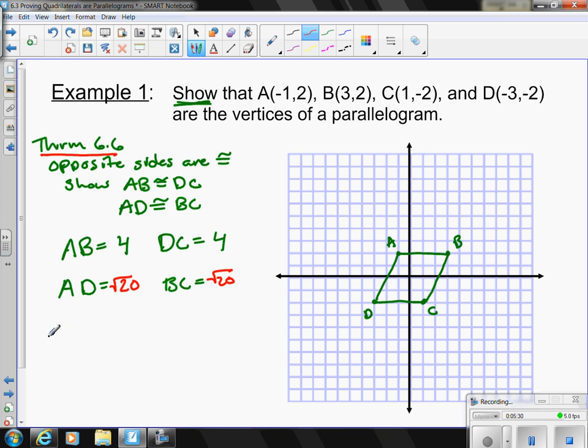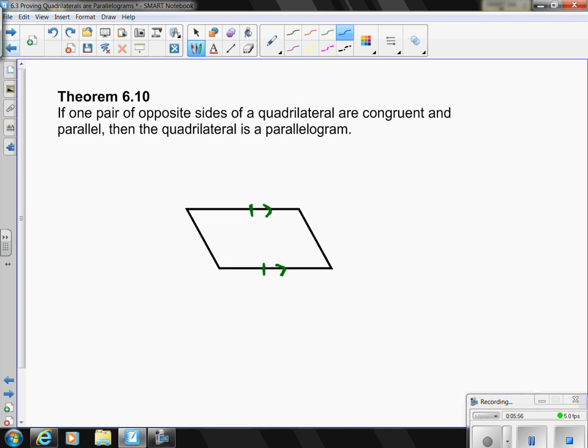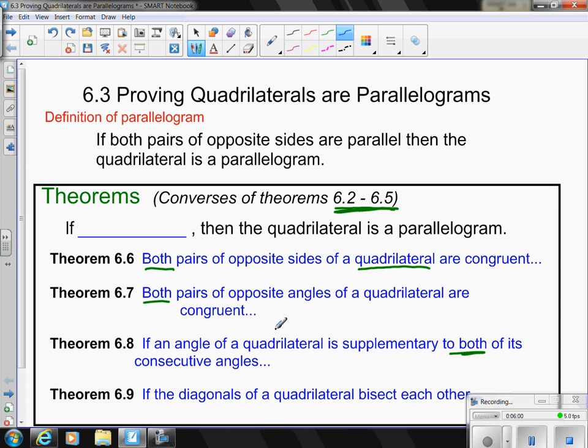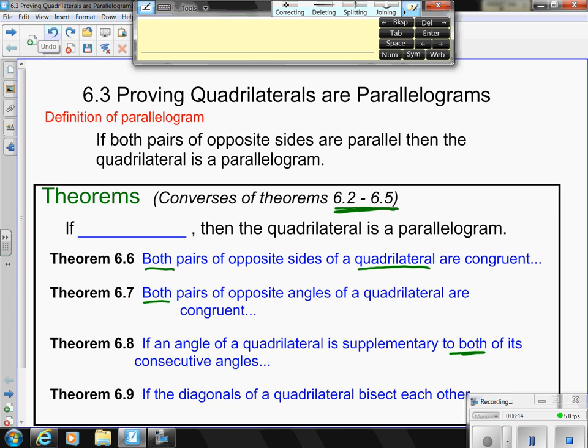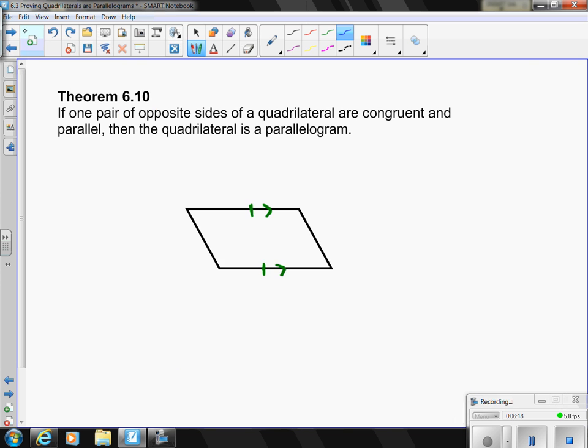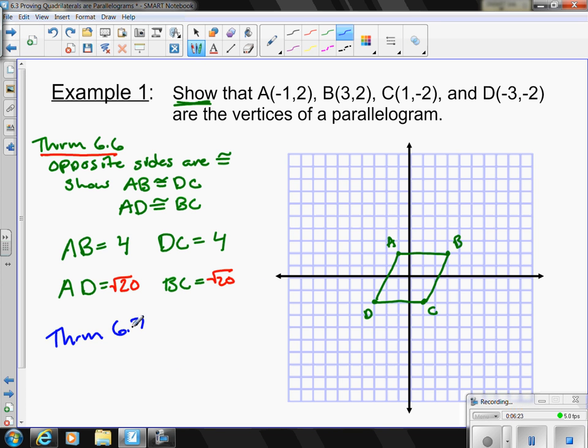Now we could also show it by just about any of those theorems. You could show that the diagonals bisect each other: find the midpoint of this diagonal and the midpoint of that diagonal. Theorem 6.7 says both pairs of opposite angles of a quadrilateral are congruent. That's a little hard to show, so this one's not very practical for a coordinate proof, but we could use theorem 6.9.